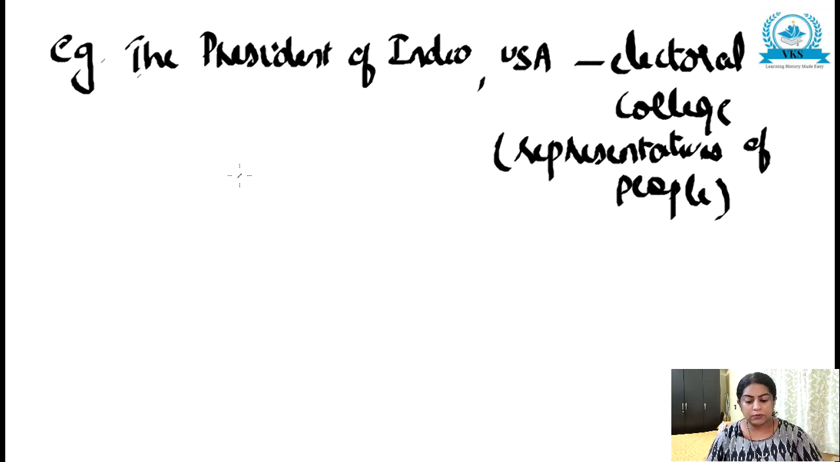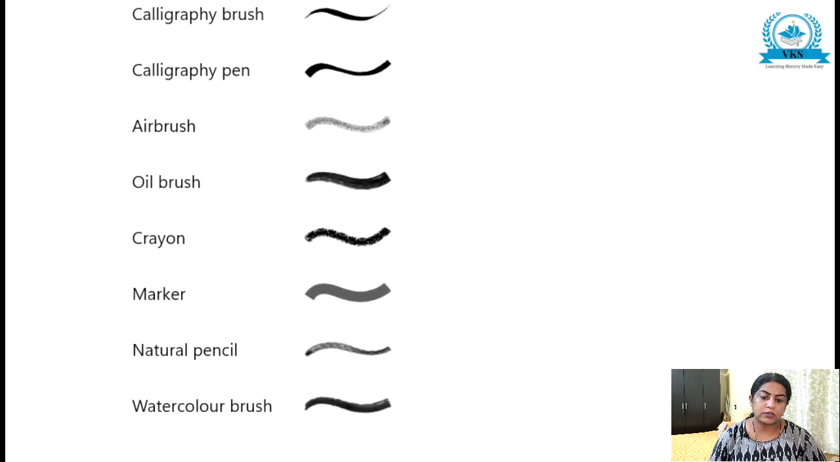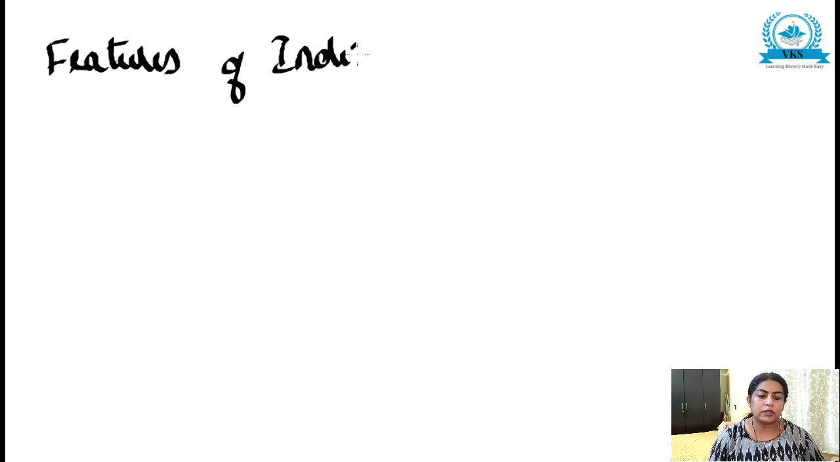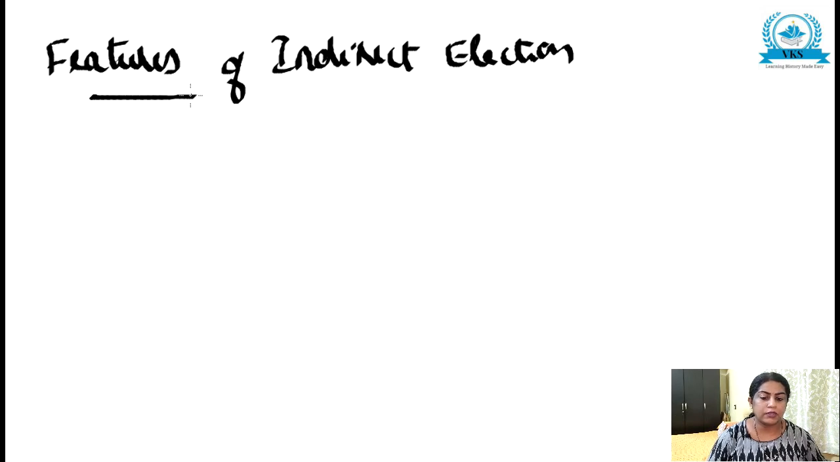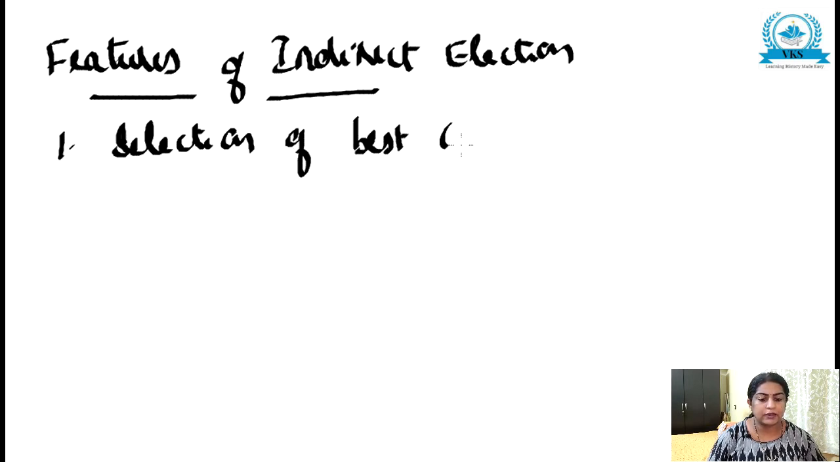Now let us see what are the features of indirect elections. As we studied the features of direct election, in a similar way there are some features for indirect election. So the first feature of indirect election is selection of the best candidates.